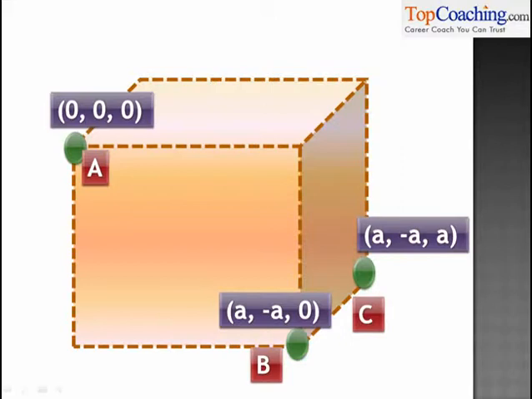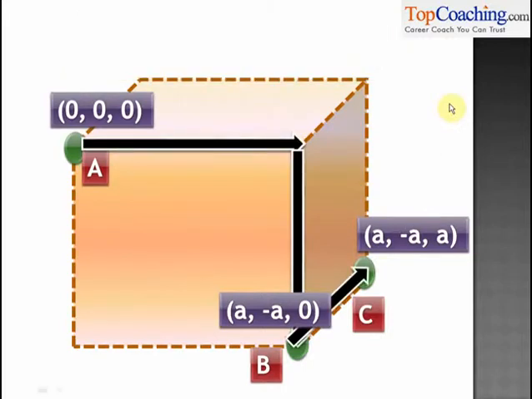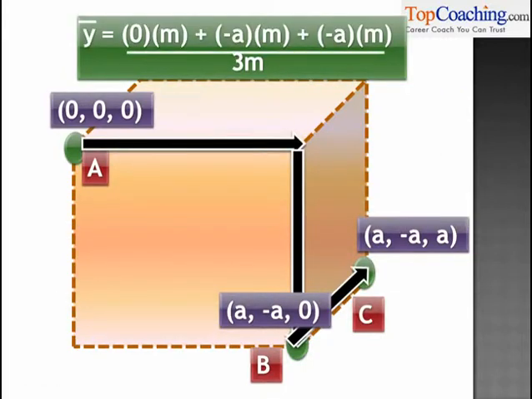Coordinate of the center of mass can be easily found by using the formula sigma mi xi divided by sigma mi, sigma mi zi divided by sigma mi, and sigma mi yi divided by sigma mi. So the x coordinate of the center of mass is x coordinate of A into mass of A plus x coordinate of B into mass of B plus x coordinate of C into mass of C divided by 3m. This comes out to be 2a by 3. Similarly, the y coordinate of the center of mass is y coordinate of A into mass of A plus y coordinate of B into mass of B plus y coordinate of C into mass of C divided by 3m. This comes out to be minus 2a by 3.